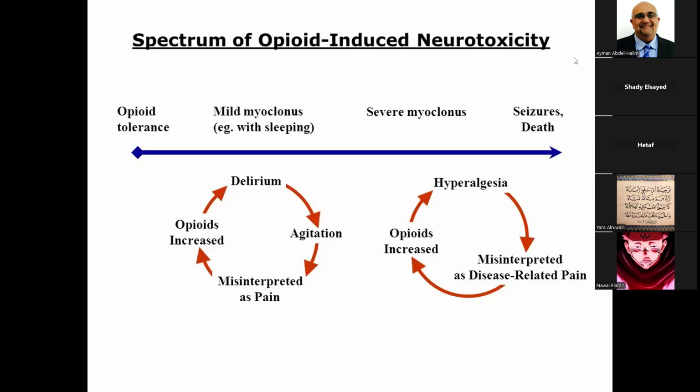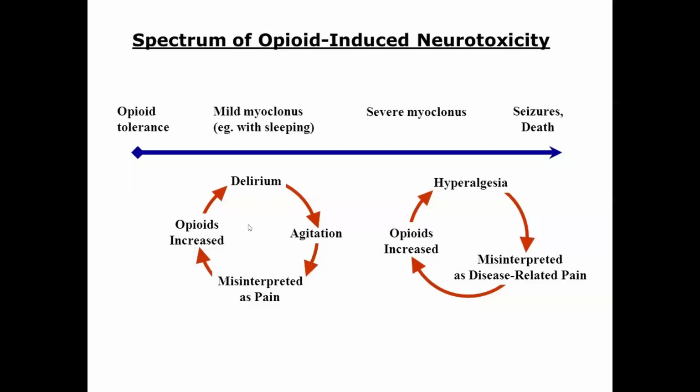If you see the opioid spectrum, it starts with opioid tolerance, then goes into myoclonus, and ends with seizures. Also, in the middle here, opioids can induce delirium and agitation that is misinterpreted as pain. Also, opioids can cause what we call opioid-induced hyperalgesia. All of this is under the umbrella of opioid-induced neurotoxicity.